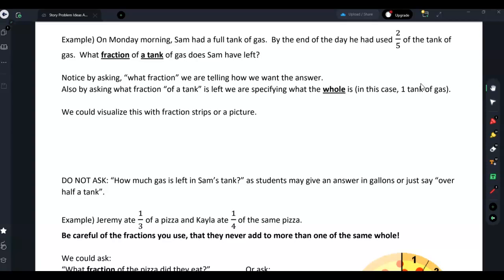So the first thing I want you to notice here before we solve this is just how it's asking the question. If you want a fraction as your answer, you need to ask it that way. So if you do write a story problem or come up with a story problem on the fly, you want to make sure that if you're expecting a fraction answer, you're asking for it.